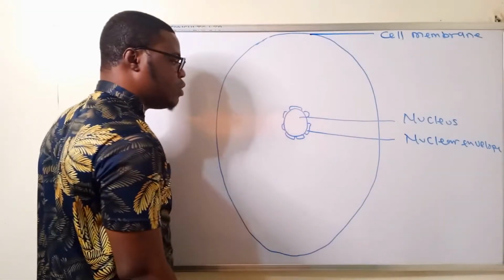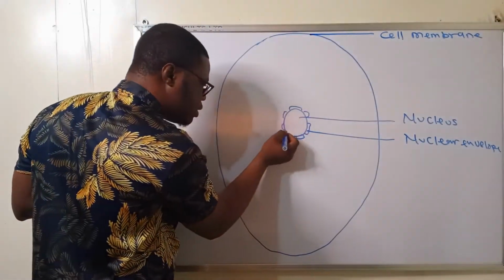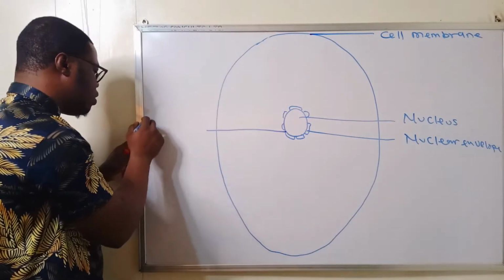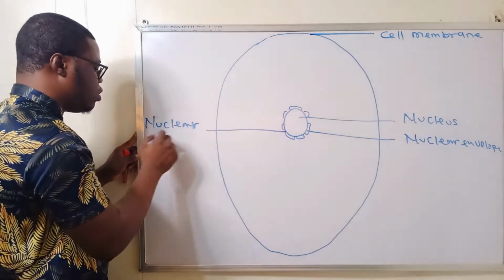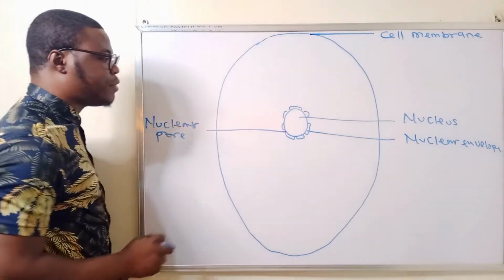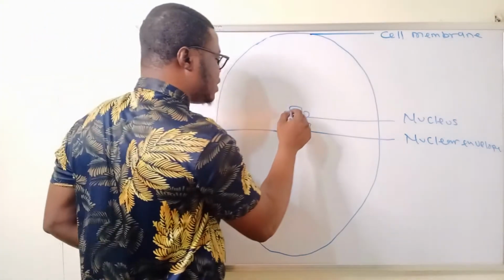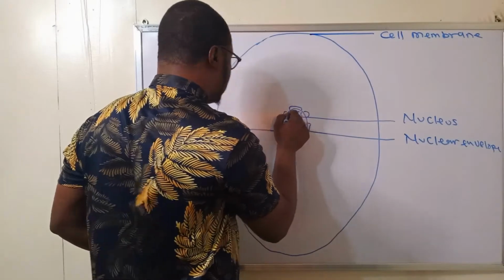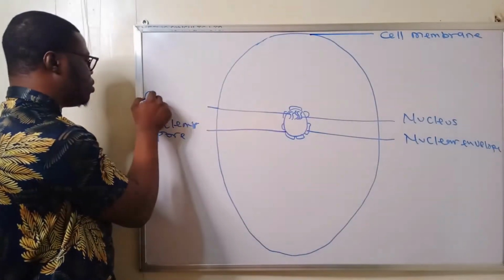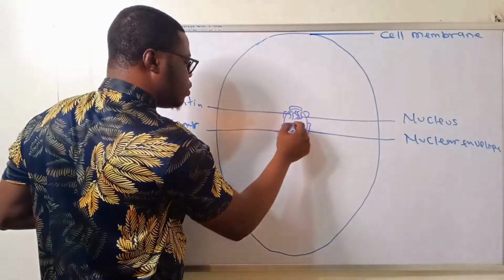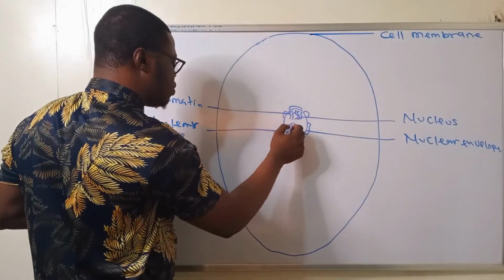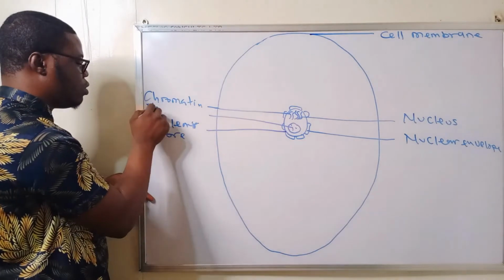And after that, you have the pores, the spaces between it. They are called the nuclear pore. And after that, we said within the nucleus, we have two things. We have one called the chromatin, and the other one is called the nucleolus.